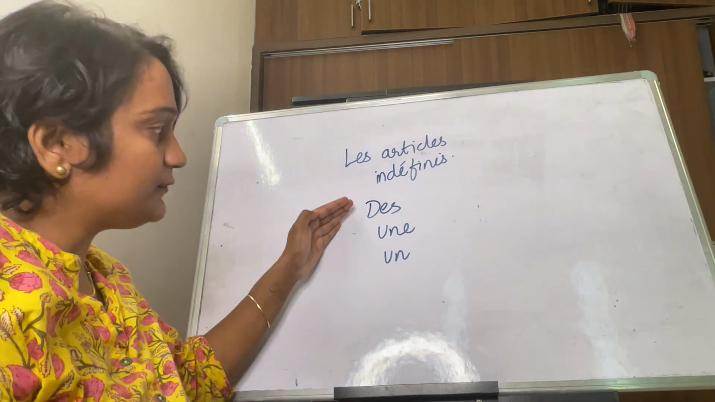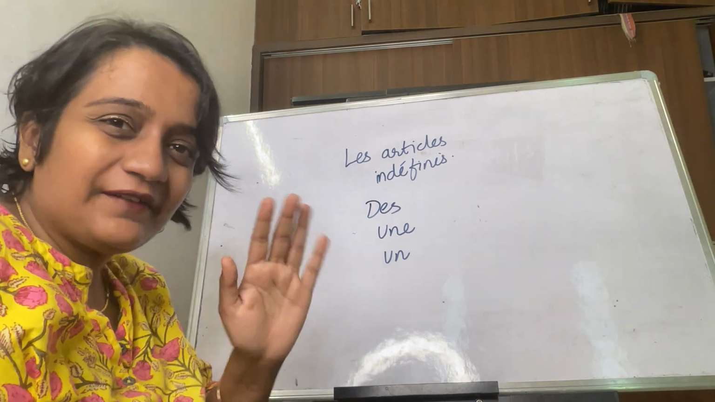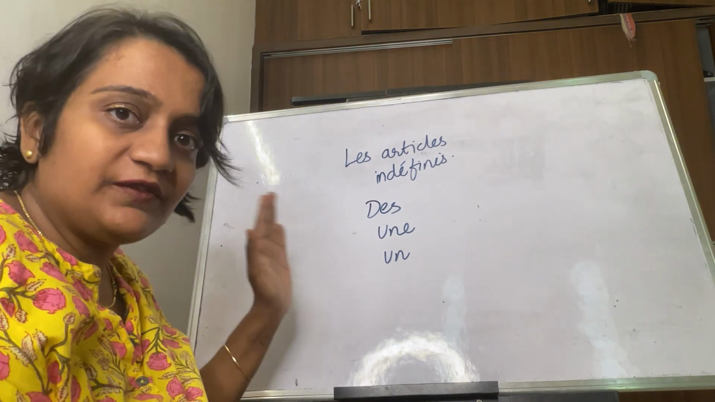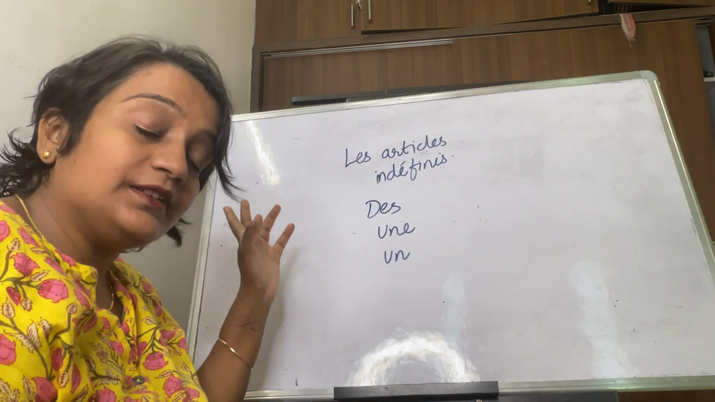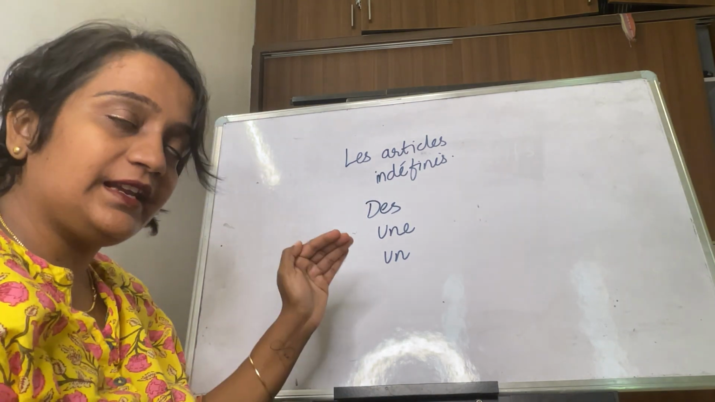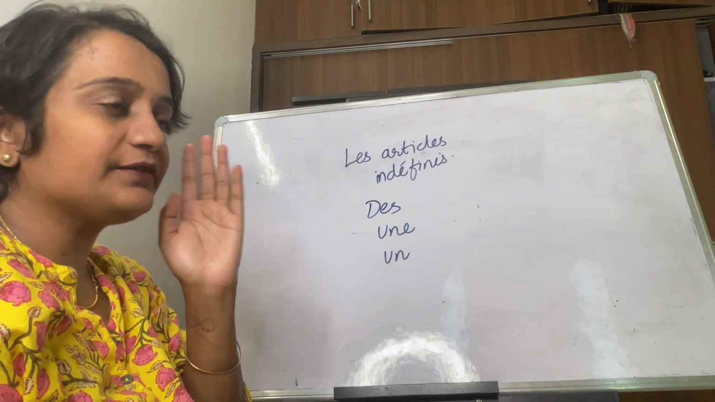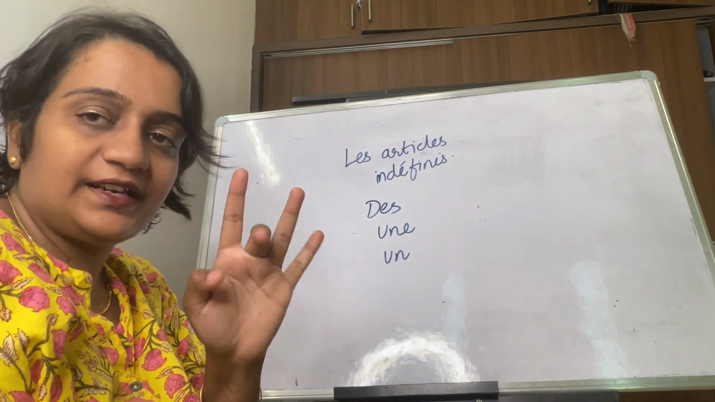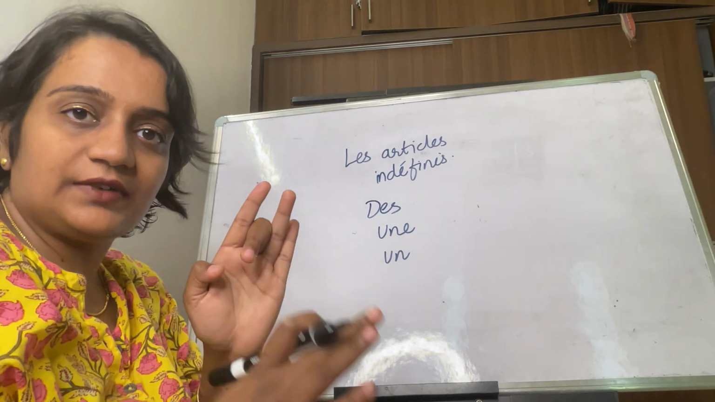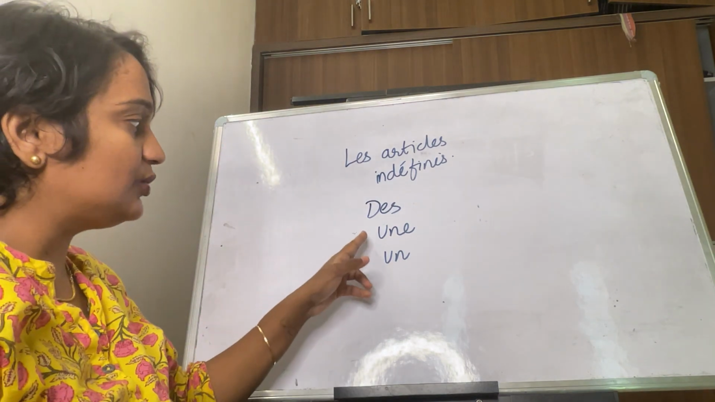Okay, so I'm doing plural first, then feminine. Here you don't have the L apostrophe equivalent, right? Like in les articles définis, you had les, L apostrophe, la, le. Here you don't have 4, you have only 3, right? In fact, the second one is absent, okay? So we have des, une, un.